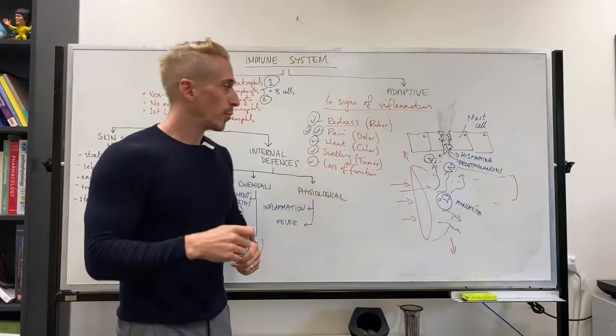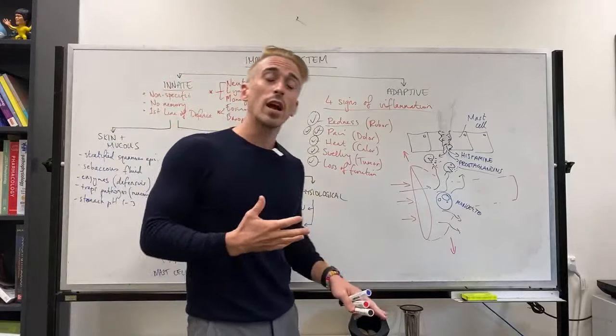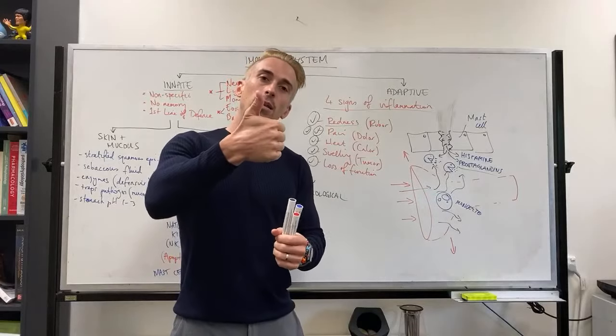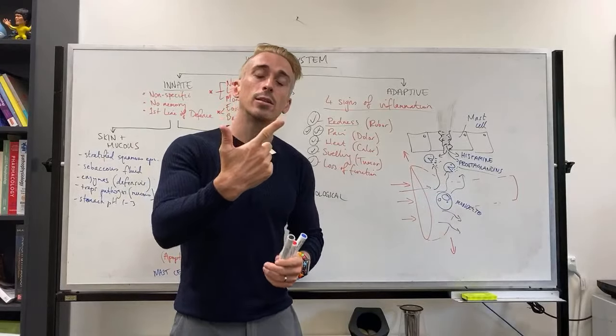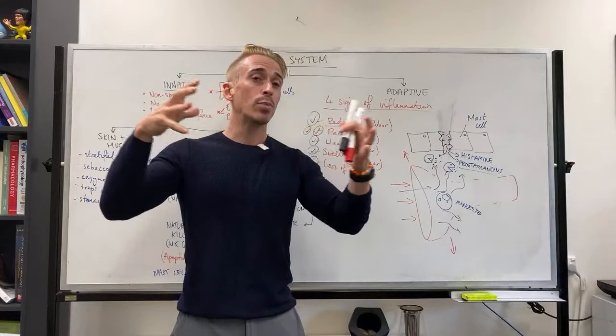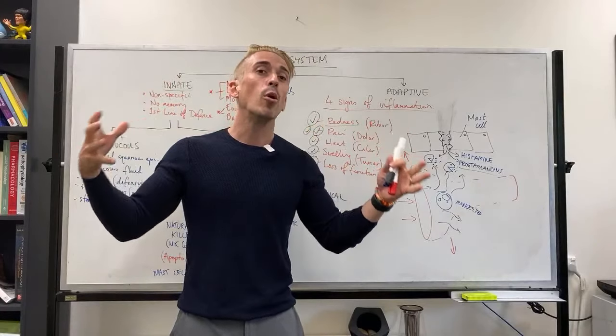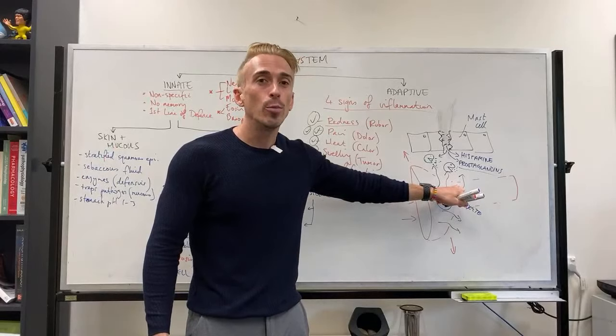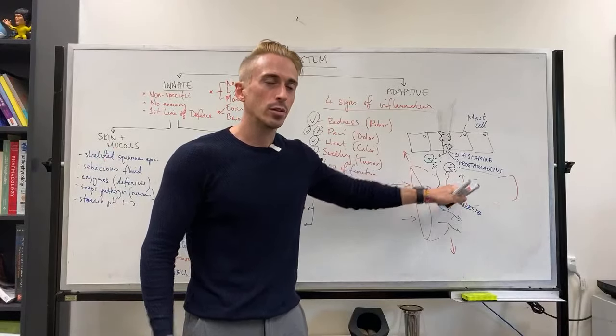Does that make sense to everybody? Why we get those four to five cardinal signs of inflammation? Because histamine and prostaglandins, as the two main chemicals, dilate blood vessels and make it more permeable. Increases vascular permeability. That's what it does. All right, so hopefully that makes sense.